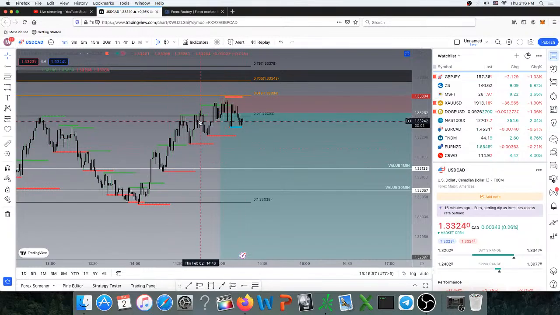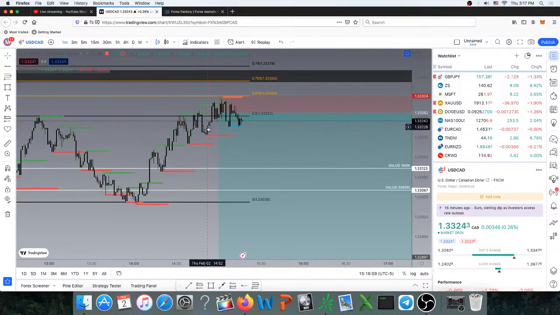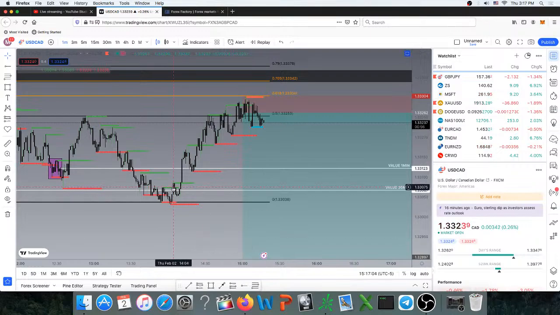So if we can get it, this thing's been fighting this IOC right here for a little bit. It's creating another one, but building up a lot of liquidity.